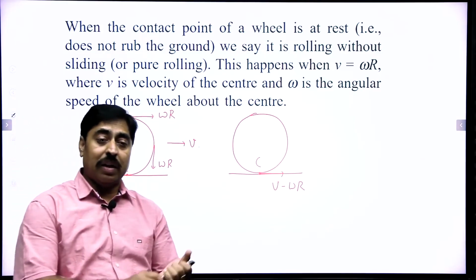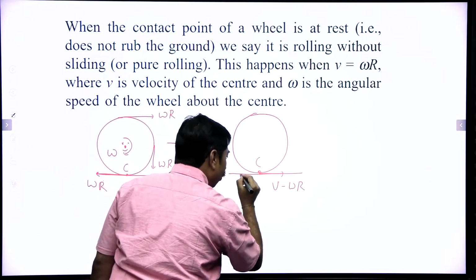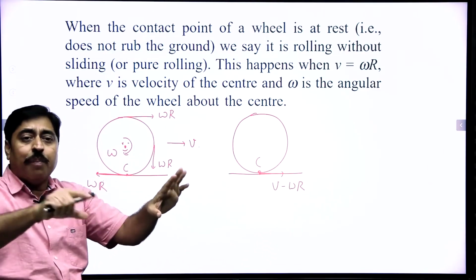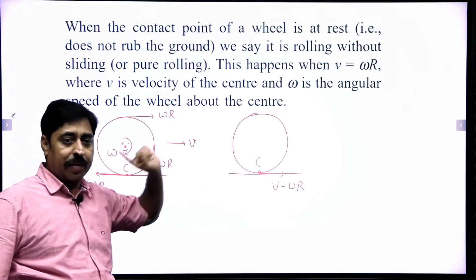This means that this object is rubbing the ground. This contact point is moving over the ground. It is sliding on the ground. This is not pure rolling. This is not rolling without sliding. It is rolling with sliding.